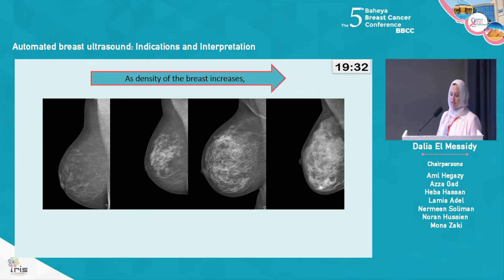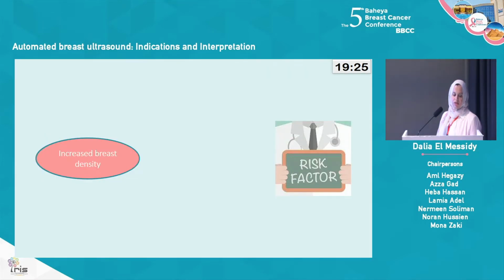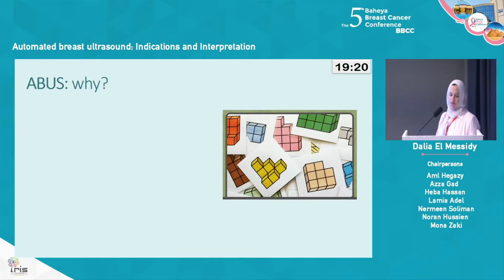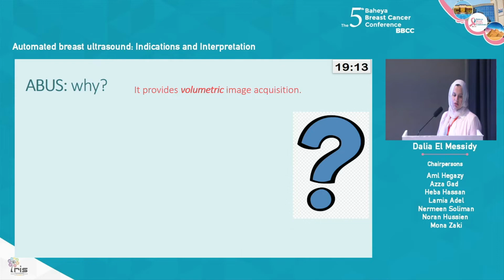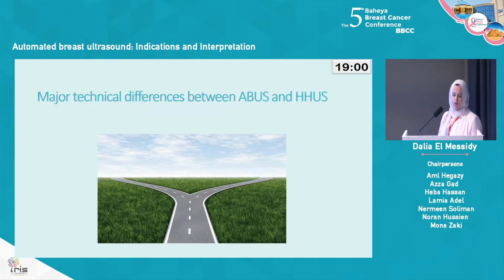So as mammographic density increases, its sensitivity to detect breast lesions decreases. Moreover, as the breast density increases, there's an increased risk of developing breast cancer. So what's special about automated breast ultrasound is that it provides volumetric image acquisition. This helps overcome some limitations of handheld ultrasound. It standardizes breast ultrasonography and avoids operator dependence. It has the ability to depict the entire breast in one image set and has a shorter time to perform.